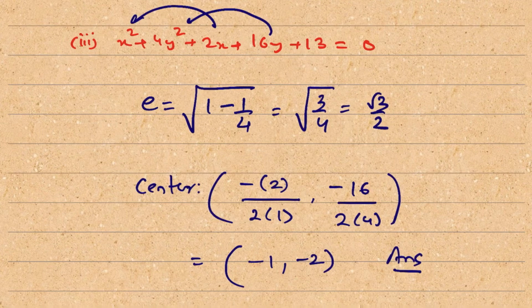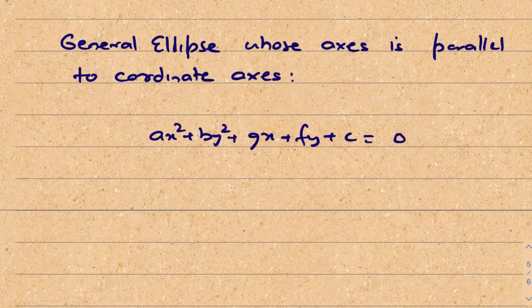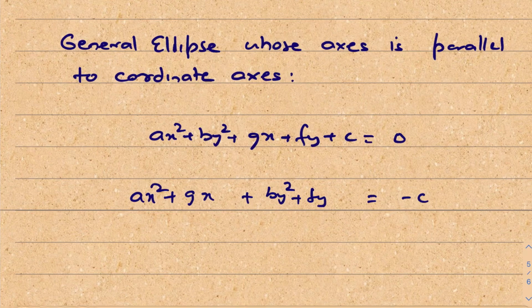So I'm sure now you're ready to do many questions of these type. So let's see why it happens. Let's take the equation of general ellipse whose axis is parallel to coordinate axis as ax square plus by square plus gx plus fy plus c. Now I'm going to use the perfect square method. So let's first collect all the terms containing x on one side and y on the other side. I will shift the constant c to the right side.